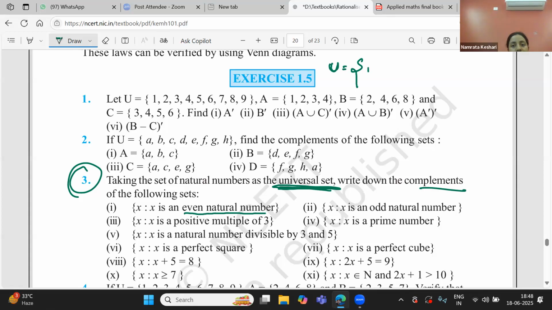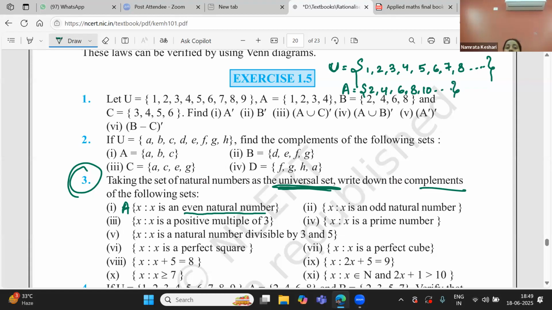Your universal set is the set of natural numbers. All natural numbers are there: 1, 2, 3, 4, 5, 6, 7, 8, till infinity. That's your universal set. The given set, let's call it set A, is the set of even natural numbers. That means A will contain 2, 4, 6, 8, 10, like that.